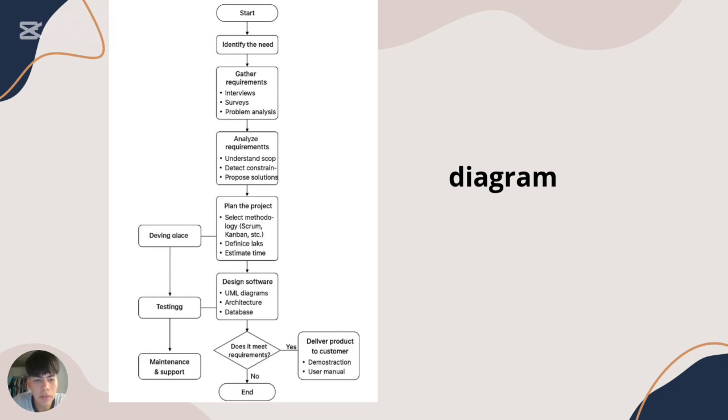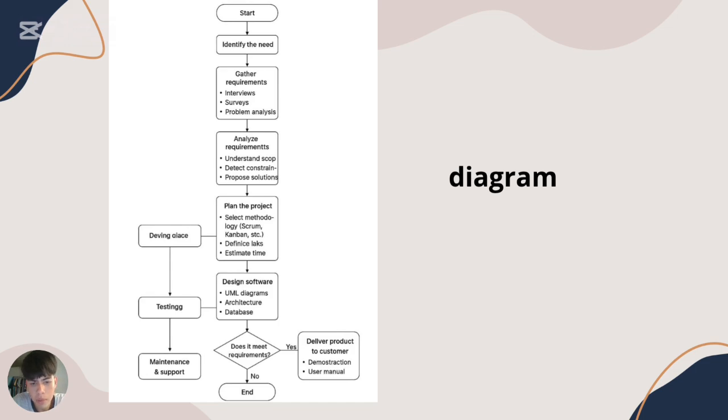6. Design software. Then we go to design software. Here we create UML diagrams, define the system architecture, and design the database. These stages give a clear blueprint of what we are going to build.